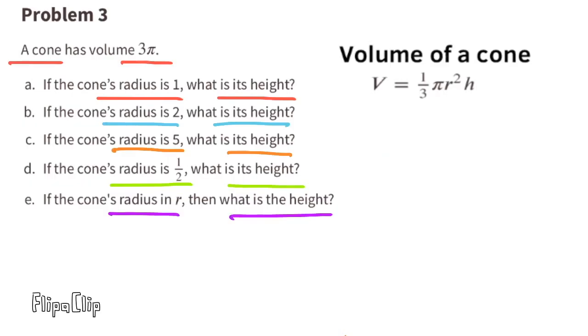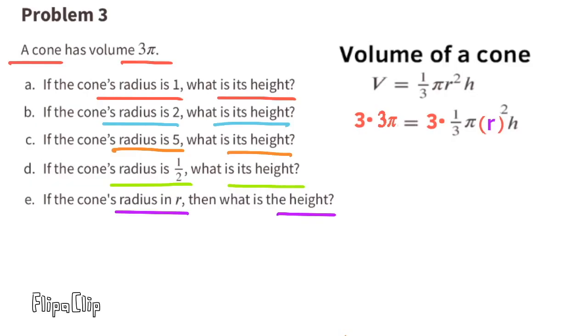E. If the cone's radius is r, then what is the height? This time we don't substitute the r with the number, we leave it an r. But we're still solving for height. So we can multiply both sides by the reciprocal of 1/3, and that's 3. So 3 times pi equals 3 times 1/3 times pi times r squared times height.